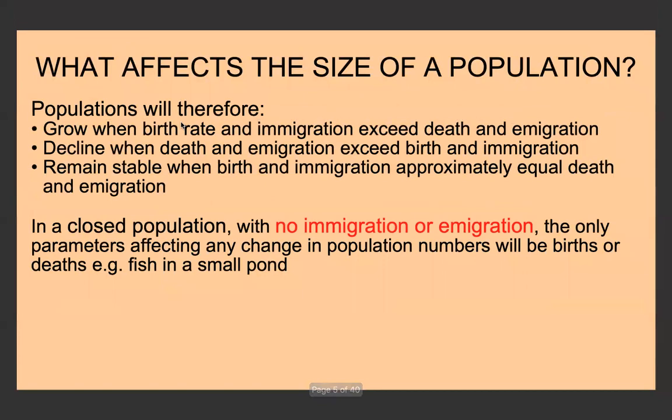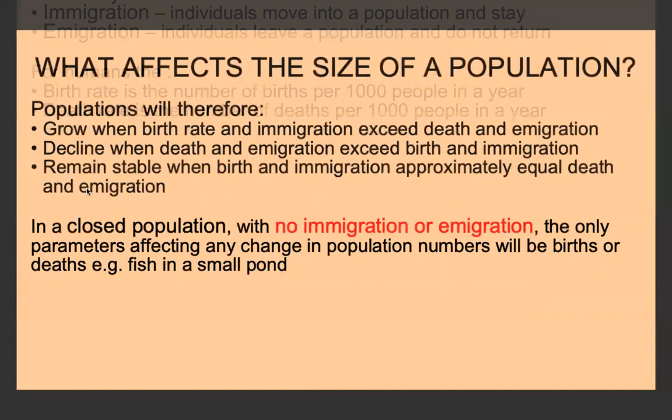Populations we know will grow when the birth rate, so the natality, and the immigration are greater than the death rate and the emigration. They'll decline when death and emigration are greater than birth and immigration. And they'll be stable when birth and immigration are roughly equal to death and emigration. When we say a population is a closed population, that means that there's no immigration or emigration, so no movement in or out of a population. That's a closed population. That means that the only parameters, these four things are parameters, that affect a change in the population numbers are births and deaths.